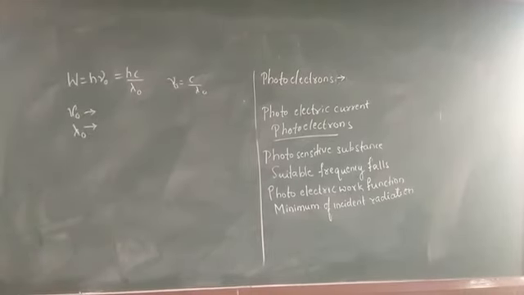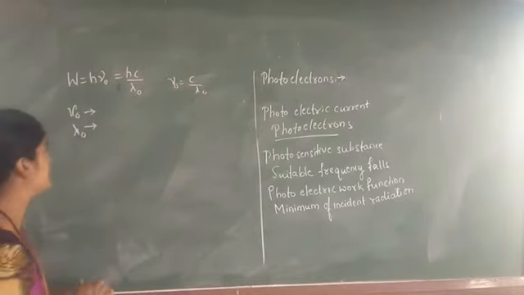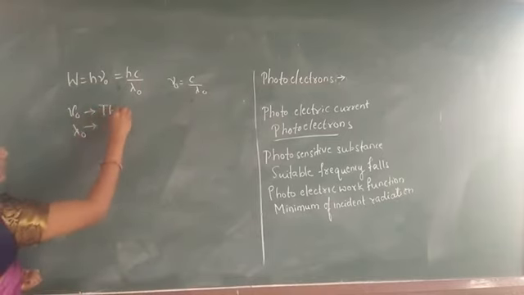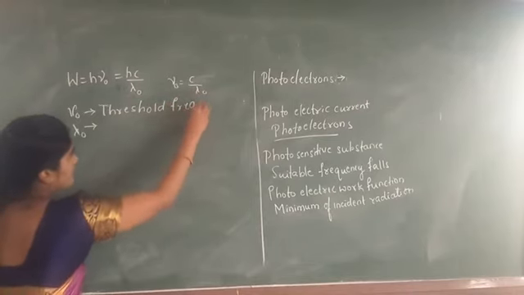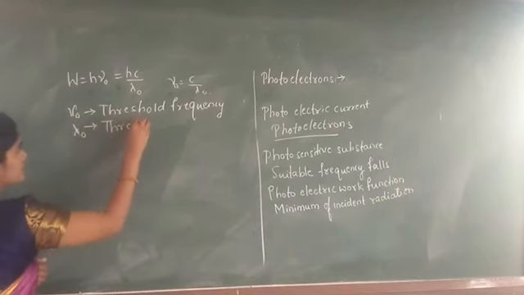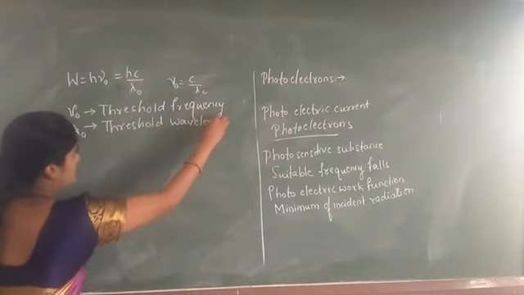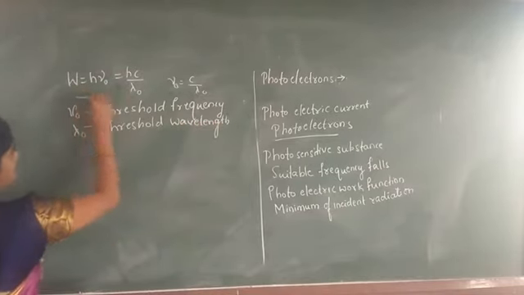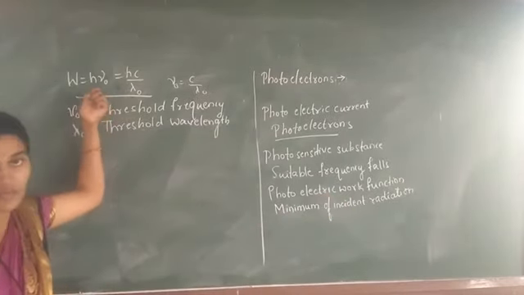Now according to the photoelectric work function, we can write W is equal to h V naught, or it can be written as hc by lambda naught, where V naught is equal to c by lambda naught. Therefore V naught means threshold frequency, and lambda naught is the threshold wavelength. This is the expression for the photoelectric work function. W means work function.